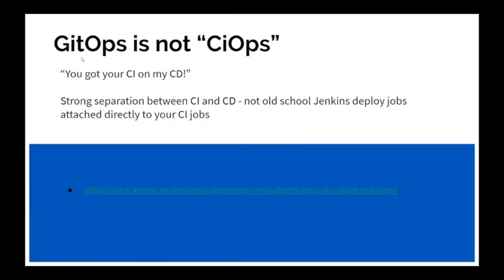Another highlight that Weaveworks put out was that GitOps is not CI ops. They really want a strong separation between your CI and builds and your continuous delivery and deployment. This does not support the nice old Jenkins deploy jobs where there's a build agent sitting on an app server somewhere and you hit a button in Jenkins and it deploys it. I've used that. I love it. It's easy, but it's not the top of the line. It's not the best approach you can use. So we're trying to get away from that.